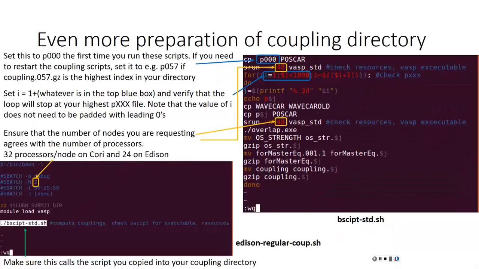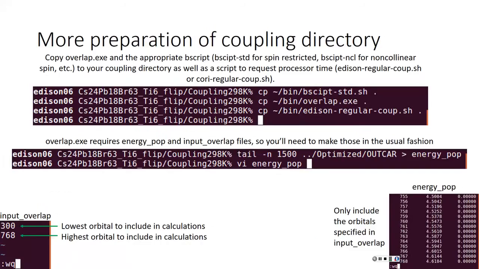So is it designed for Edison only? What's that? Is it designed only for Edison? Because you said requesting processor or something like that. Oh, they have a script. There's the same thing except Cori regular coupling, and you can just make one of these on your own if you want to from a different one.